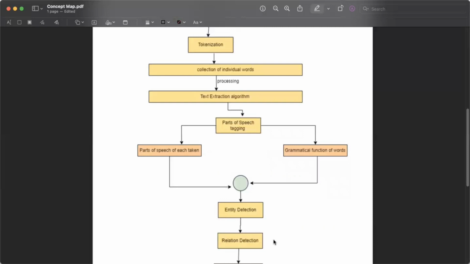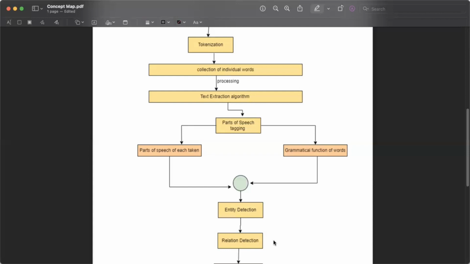I will describe entity detection together with relation detection. Entity detection and relation detection are important tasks in many NLP applications, such as question answering, information extraction, and machine translation. For example, in a question answering system, the entity detection task would be used to identify the entities in the user's question, and the relation detection task would be used to identify the relation between those entities. So entity detection and relation detection work in parallel as well.